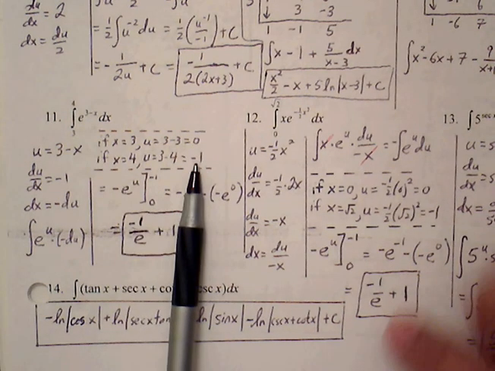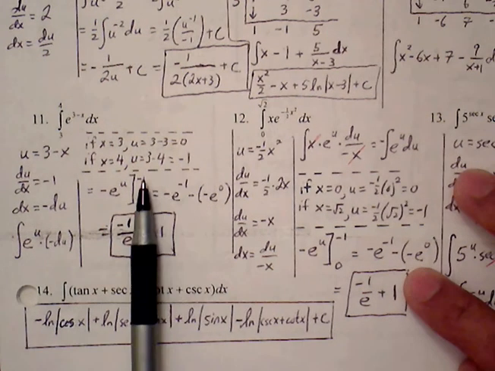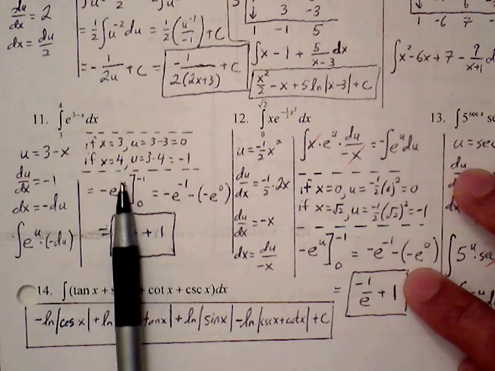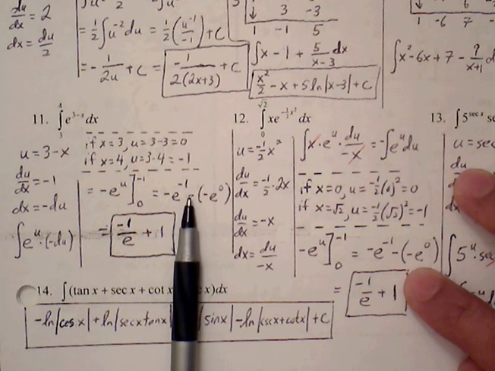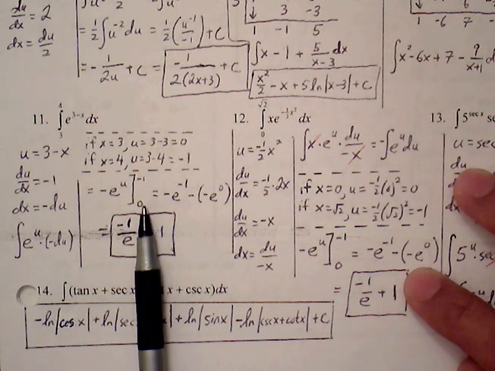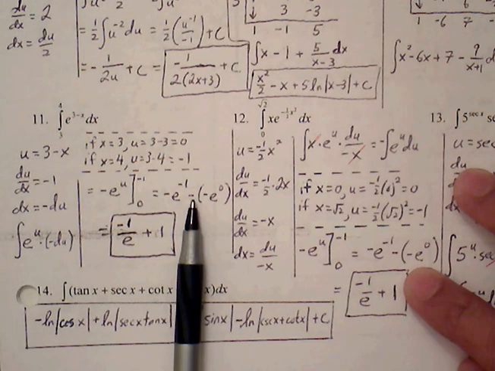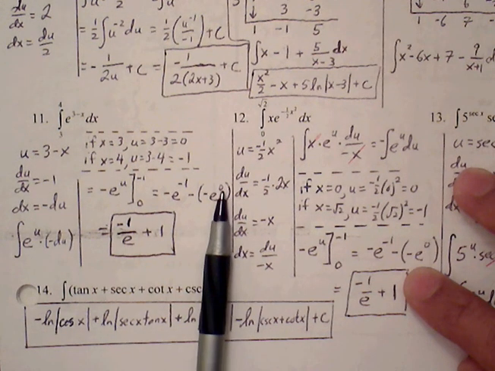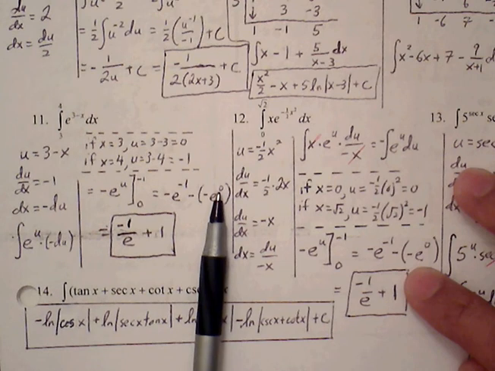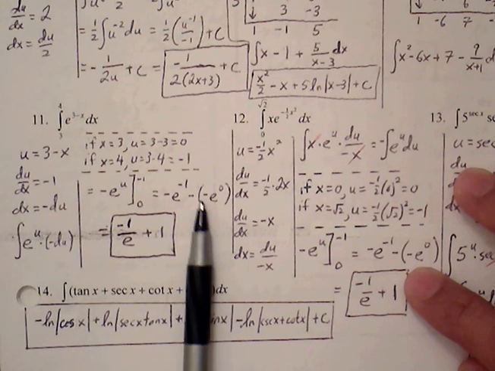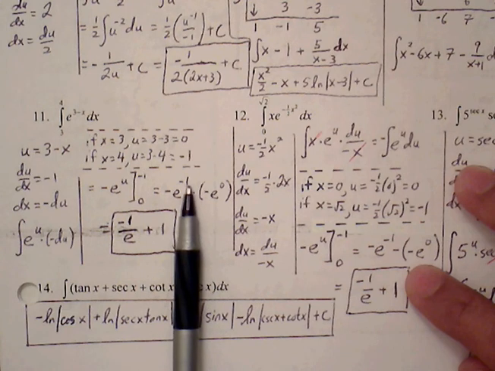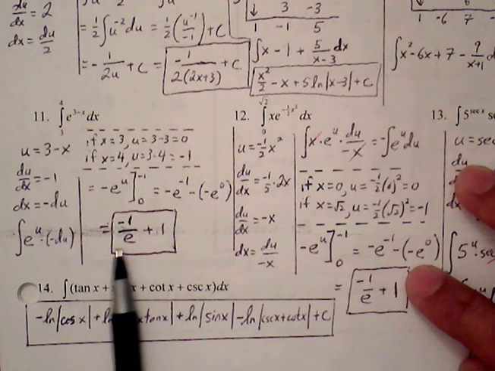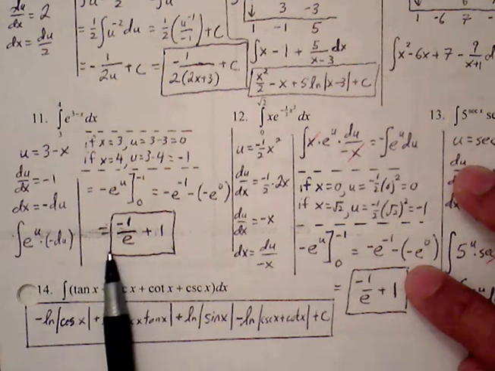So plug negative 1 into the antiderivative first, so negative e to the negative 1, minus, now we can plug the lower bound in, so 0 plugs in for u, so minus e to the 0. Now e raised to the 0 power is going to be 1. The two negatives cancel out, so we get plus 1. I'm going to resolve this negative exponent, bring it down to the denominator, so negative 1 over e plus 1 is the solution to our definite integral.